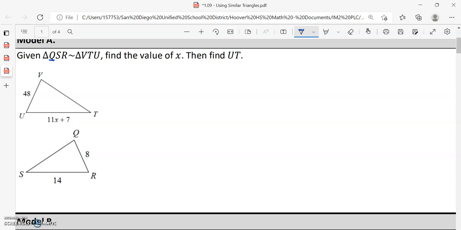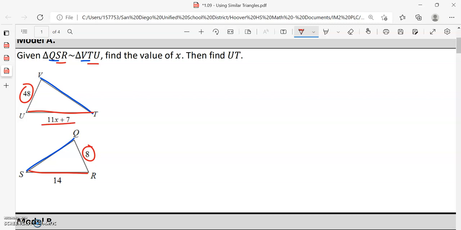Use the similarity statement to make sure that you know which sides are which. So QS corresponds with VT. We don't care about those. There's no numbers or variables. The next ones would be SR and TU. So TU is there, SR is here. So those two are corresponding, which leaves the 8 and 48 as the last corresponding sides.